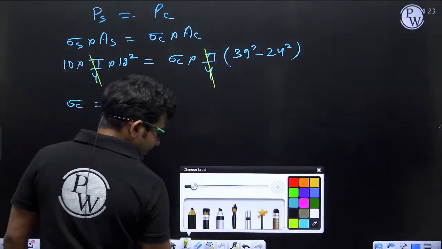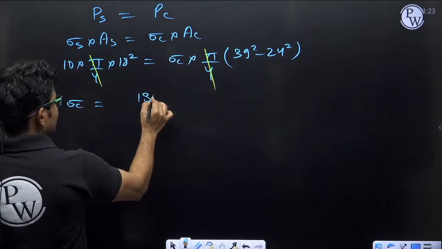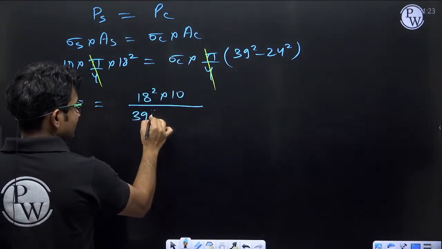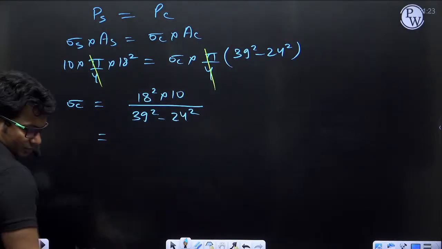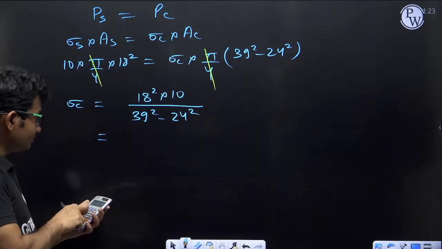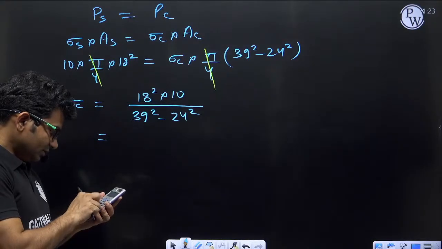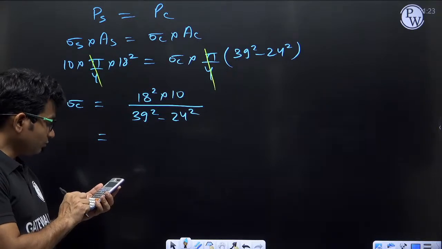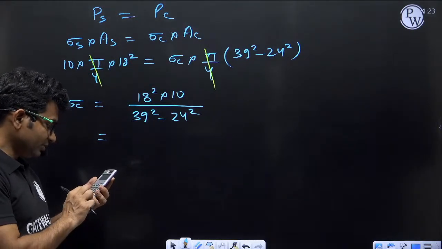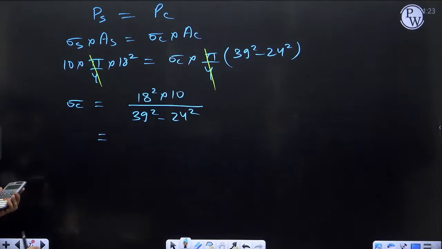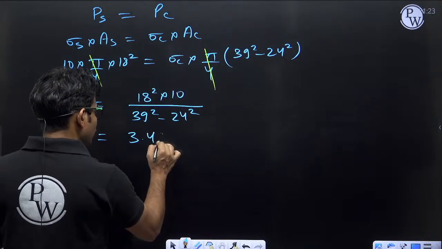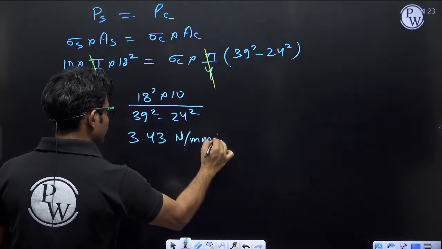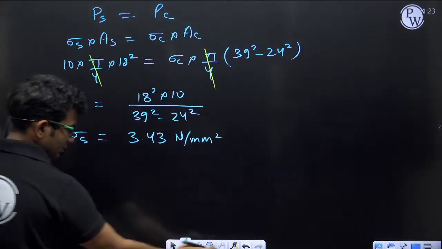Okay, so we will be getting 18 square into 10 divided by 39 square minus 24 square. So this we can calculate, and this will be equal to 24 by 7, 3.428, 3.42 or 3.43 Newton per mm square. Okay, so this is the stress in copper.